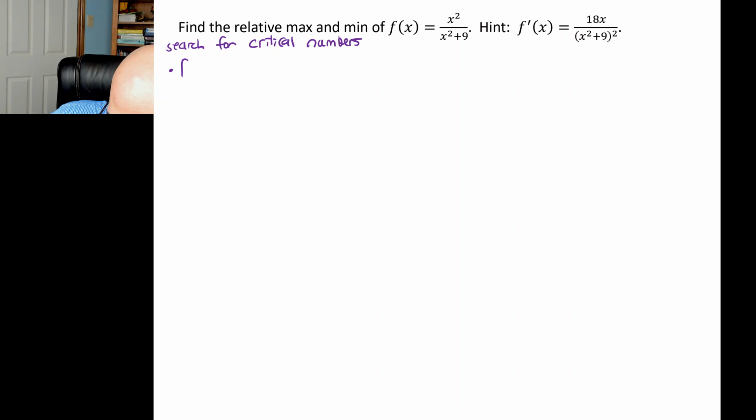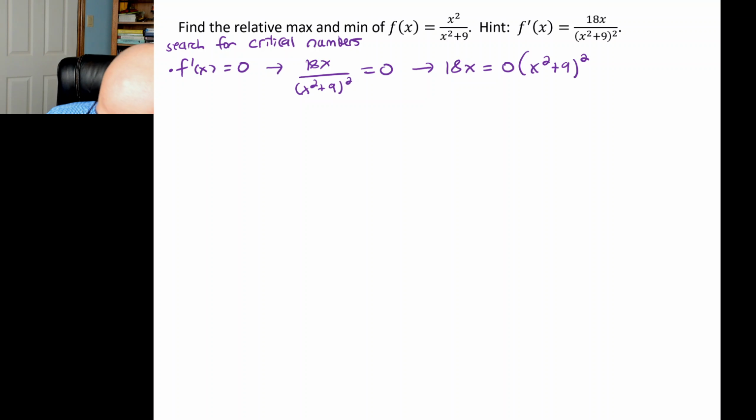We have f prime of x is equal to 0, and that means that 18x divided by x squared plus 9 all squared is equal to 0. We can cross multiply. 18x is equal to 0 times x squared plus 9 all squared, and that means 18x is equal to 0, and we get only one solution. We get x is equal to 0. Let's make sure it's in the domain.